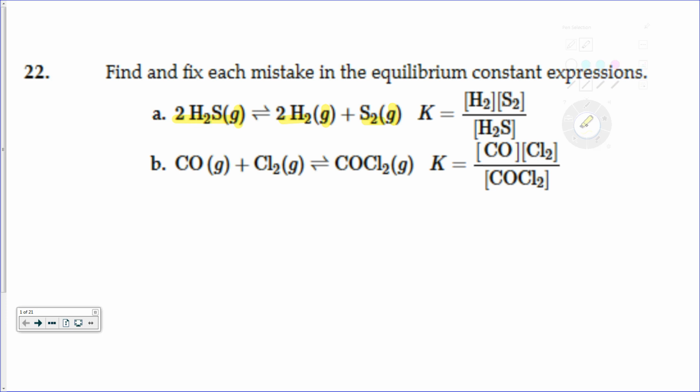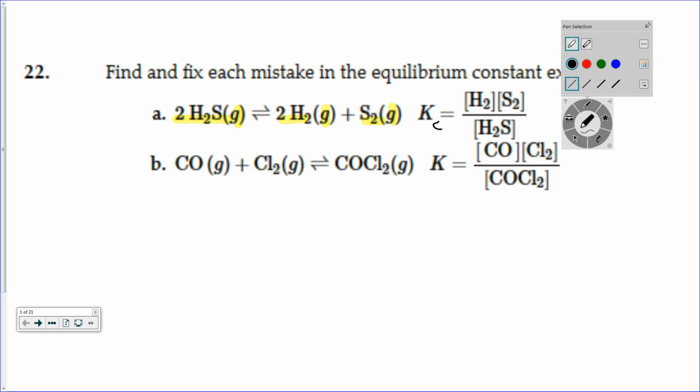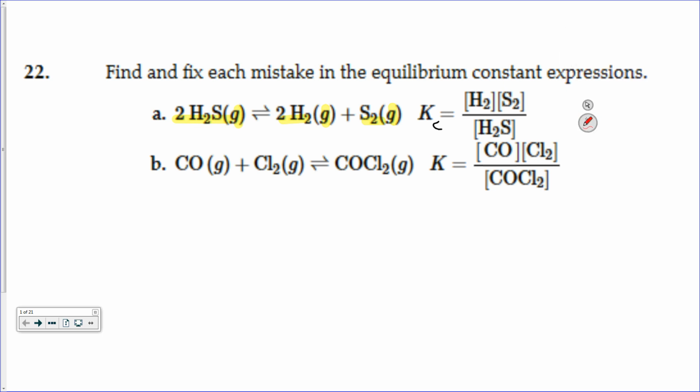And as we've been writing Ks, we would call this one a K sub C because it's in concentrations. So if we look at the expression, it tells us that there's a problem with it, and we need to figure out what the problem would be. What would we need to do to correct this one in A? Yeah, so the two that have 2 in front of them need to be squared. So those need to have squared in the K expression.